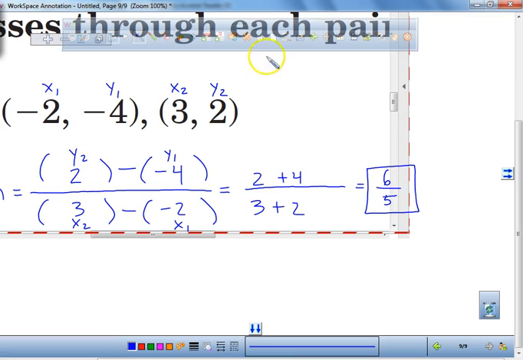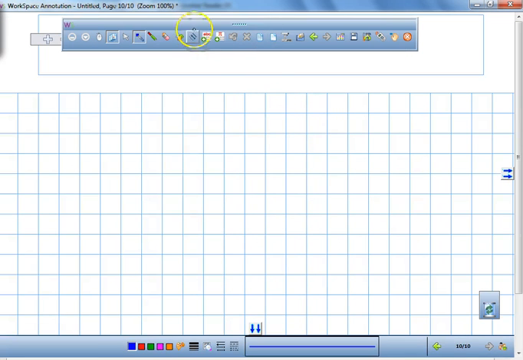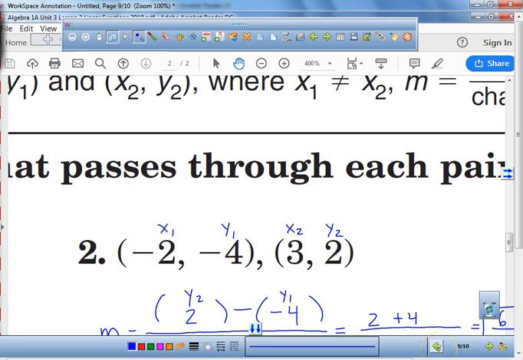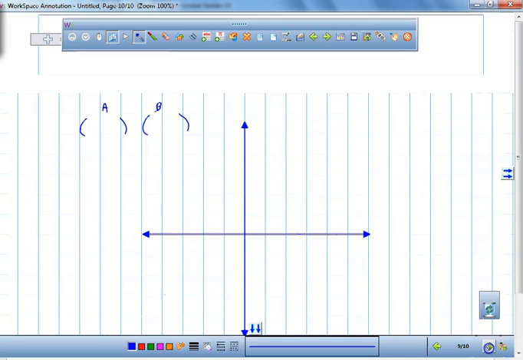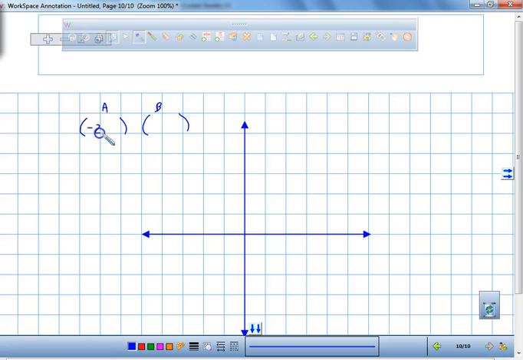Quickly, what I want you guys to do now is follow me and do what I'm doing in your journal. Here we go. I want you to make an x-axis and the y-axis. I'm going to call 2 points, point A and point B. Just so you guys know, point A is going to be negative 2, negative 4. And point B is going to be 3, 2. The problem that we just did.